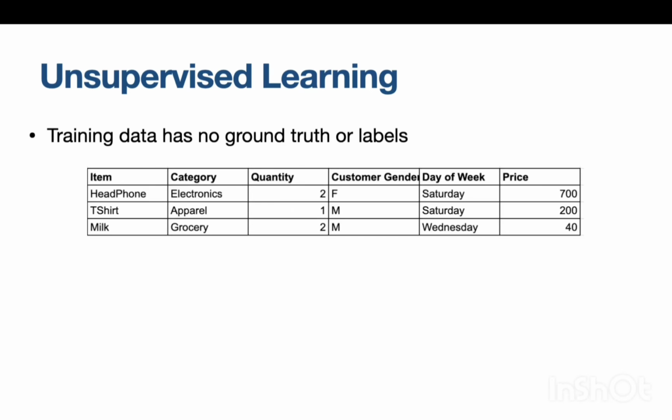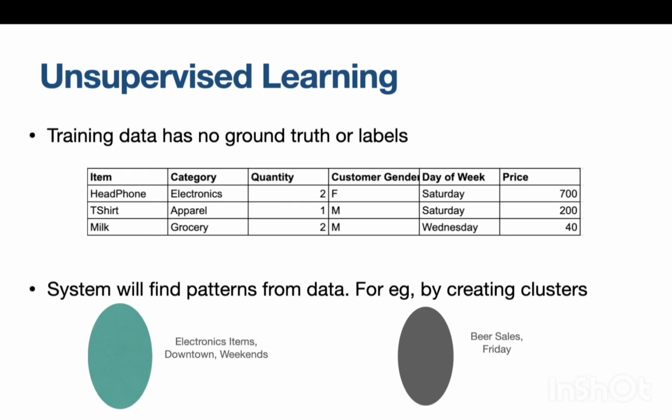In unsupervised learning, there are no labels or ground truth. For example, here is a sales data of a supermarket. There is no such label or target column. Please note that the price in this data is just a calculated column and is not a predictable column. In unsupervised learning, the system learns the patterns from the data. For example, it can create clusters of data with one cluster clubbing together electronics items and weekend sales, and another cluster having beer sales and Friday sales.